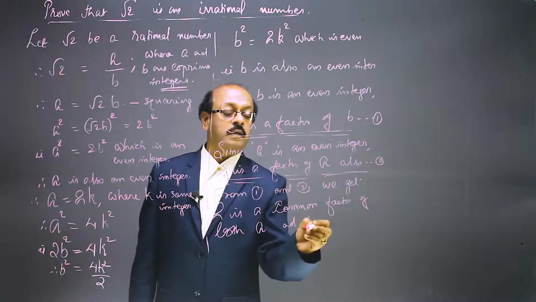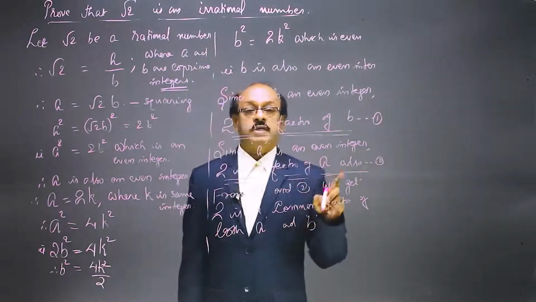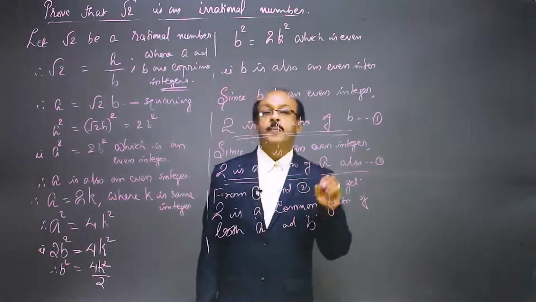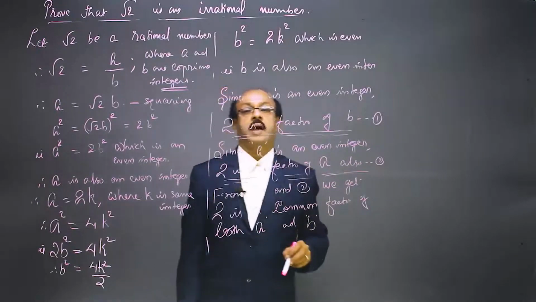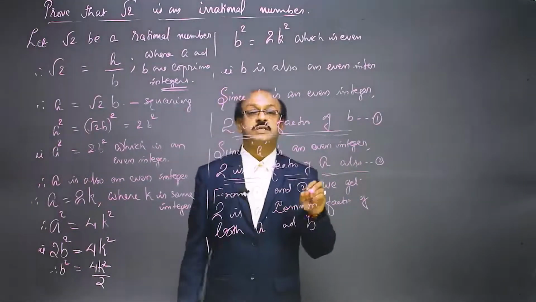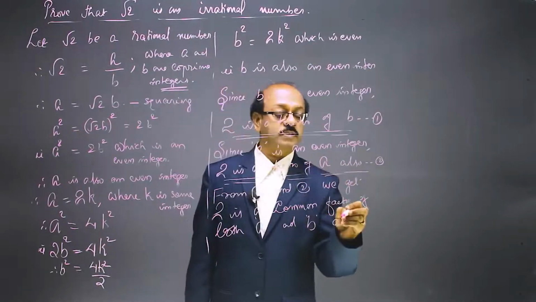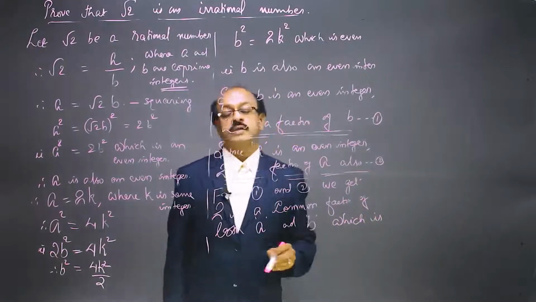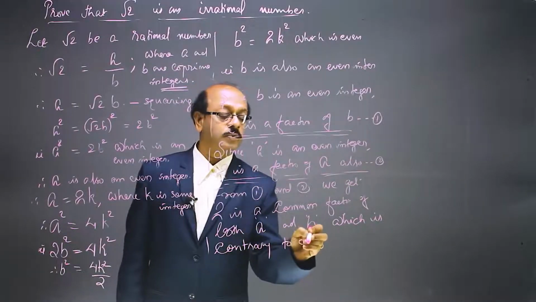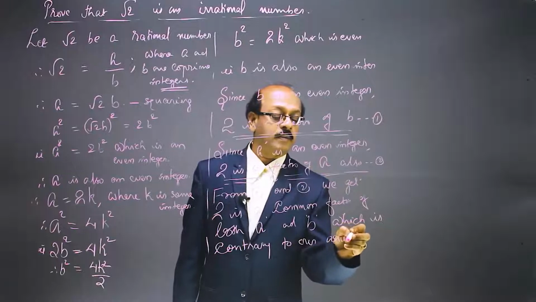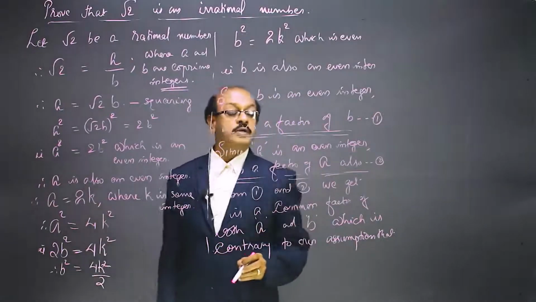2 is a common factor of both a and b, which is contrary to our assumption. Contrary means opposing. The statement 2 is a common factor of both a and b is opposing our assumption, which is contrary to our assumption that a and b are co-prime integers.